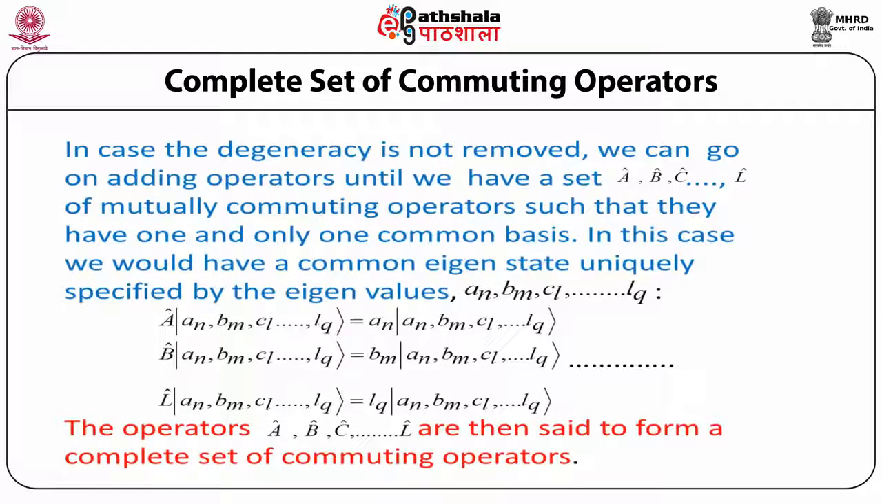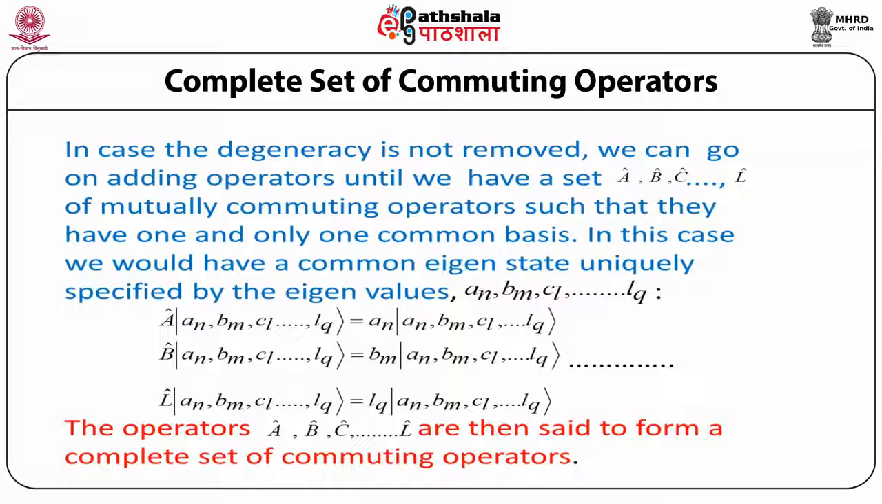In case the degeneracy is not removed, we can go on adding operators until we have a set of mutually commuting operators A, B, C, and so on till L, such that they have one and only one common basis. In this case, we would have a common eigenstate uniquely specified by the eigenvalues an, bm, cl, and so on till lq.